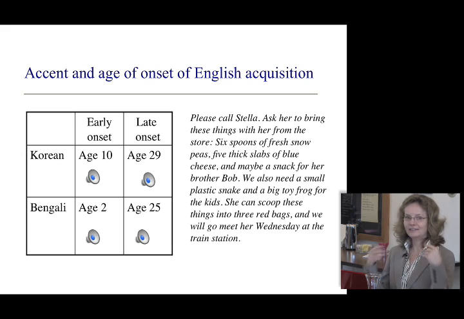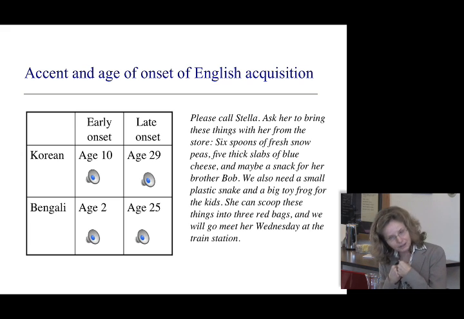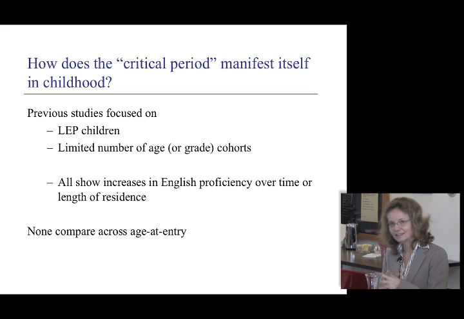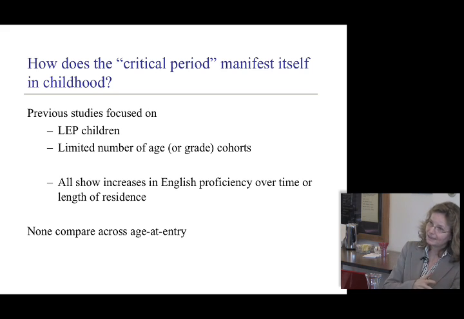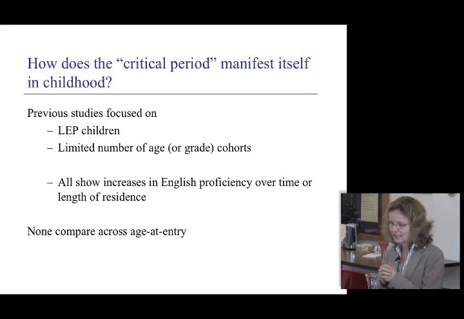Now, here we have adults, immigrant adults. We can hear how well or less well they speak English. If we have a critical period or maturational constraints that results in the strong relationship in adulthood, something has to be happening before these people get to adulthood. So how does the critical period manifest itself in childhood?